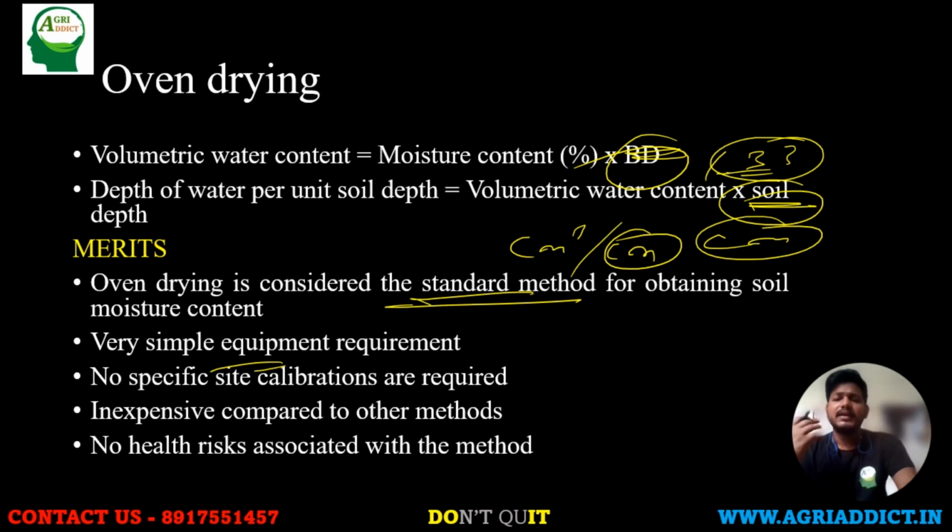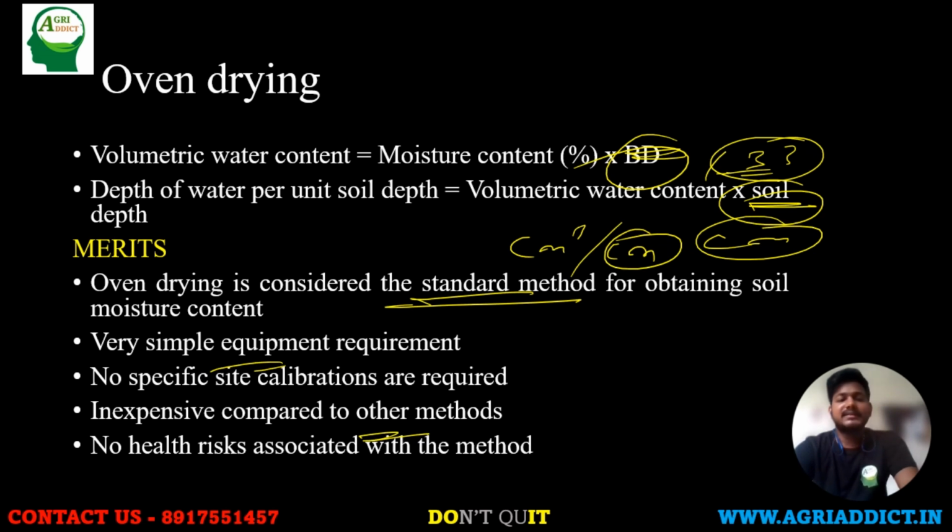There is no specific skill level required for the estimation of moisture content through oven drying, and no specific site calibration required. We have no need to calibrate the area like our gypsum block or tensiometer. You only go, choose an area, clean that area and collect the soil sample. That's it. It is inexpensive compared to other methods. It's a very cheap method. No expensive equipment is required.